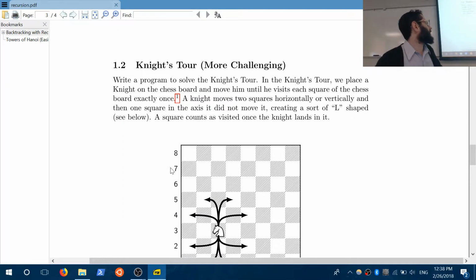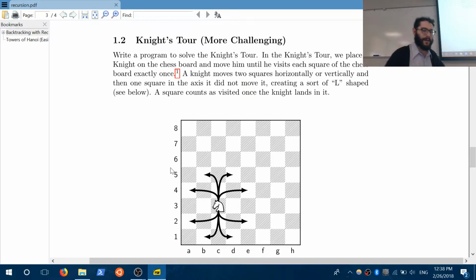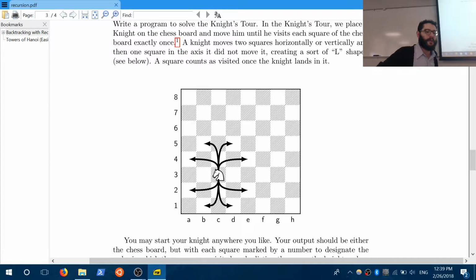The knight's tour is the more challenging of the two chess problems you can solve, which is, given a single knight, we want to do what's called a knight's tour. We place a knight on the board anywhere we want, and then we move him until he hits every single square on the chessboard exactly once. The knight moves in a specific way: he can move 2 squares horizontally or vertically, and then 1 square in the axis it did not move in. We always say he moves in an L shape, and here are his moves below. So he can move 2 down and then to left or right, or he can move 2 to left or right, or he can move 1 and then that way. So there's all sorts of ways he can move, which makes it really interesting.